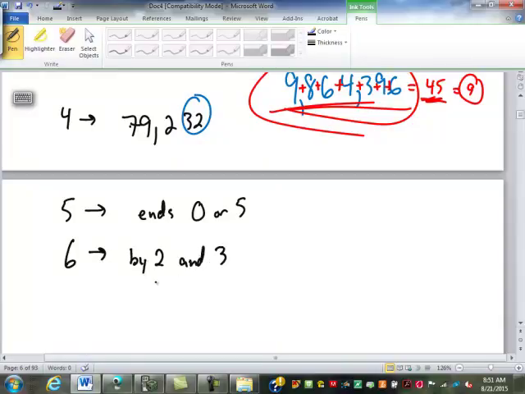If it's divisible by both 2 and 3, it's divisible by 6. So once again, I don't care if it's divisible by 6. I'll divide by 2, then divide by 3, and I've just divided by 6.